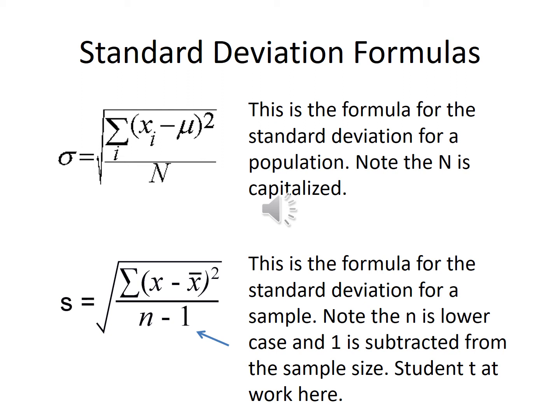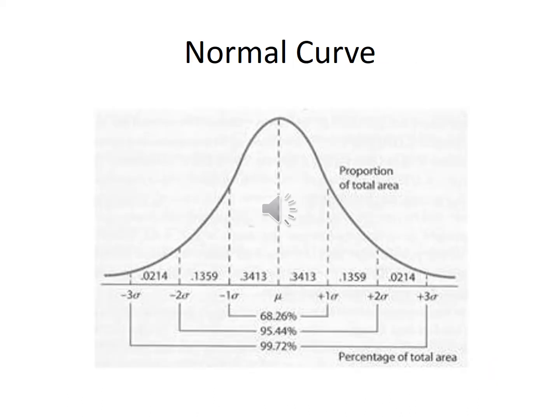If I'm talking about a sample, there's a little fudge factor in the same thing, except I take n minus 1. We're going to talk about that later on when Gossett did the student T. But for a sample, we do the n minus 1. For a population, you use the entire population number. Hopefully this looks a little bit familiar.